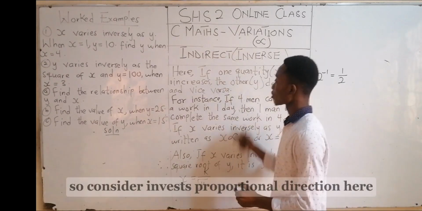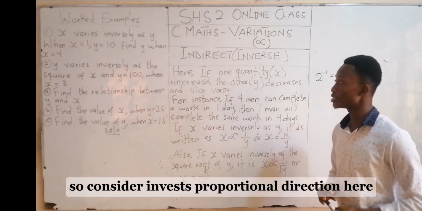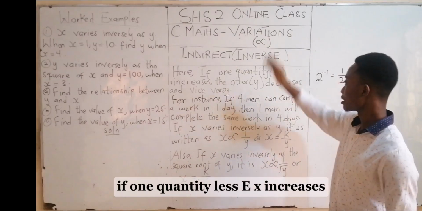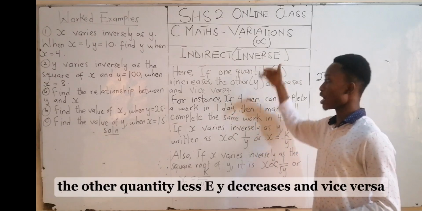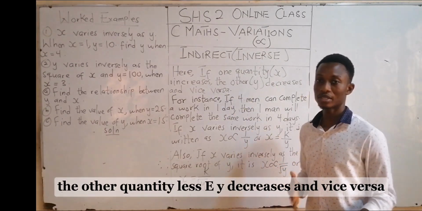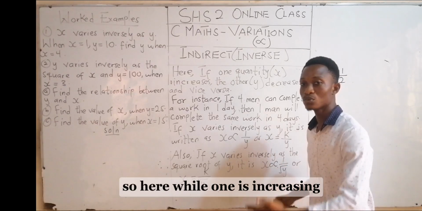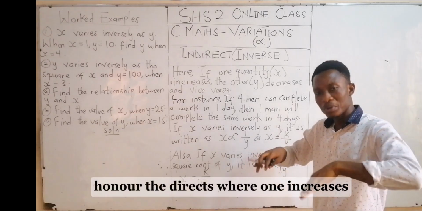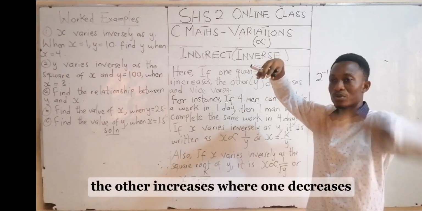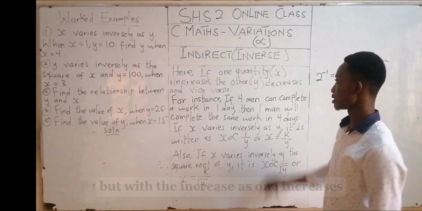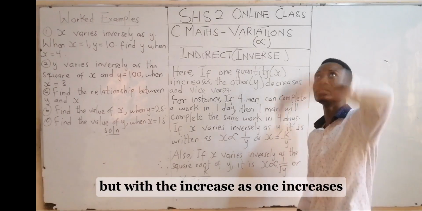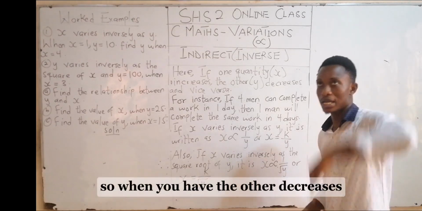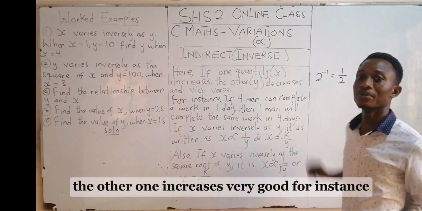So when we say inverse proportional variation, here if one quantity, let's say x, increases, the other quantity, let's say y, decreases, and vice versa. Unlike the direct, when one increases, the other increases, and when one decreases, the other decreases. But with the inverse, as one increases, the other decreases, and vice versa.